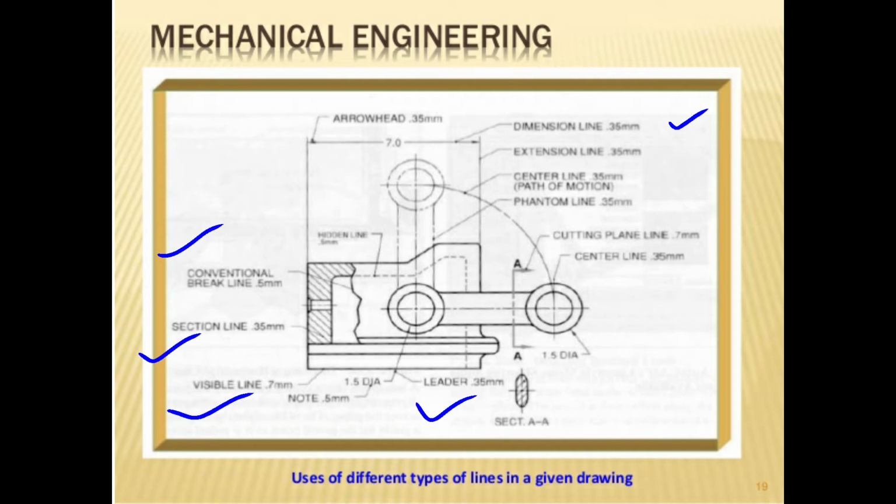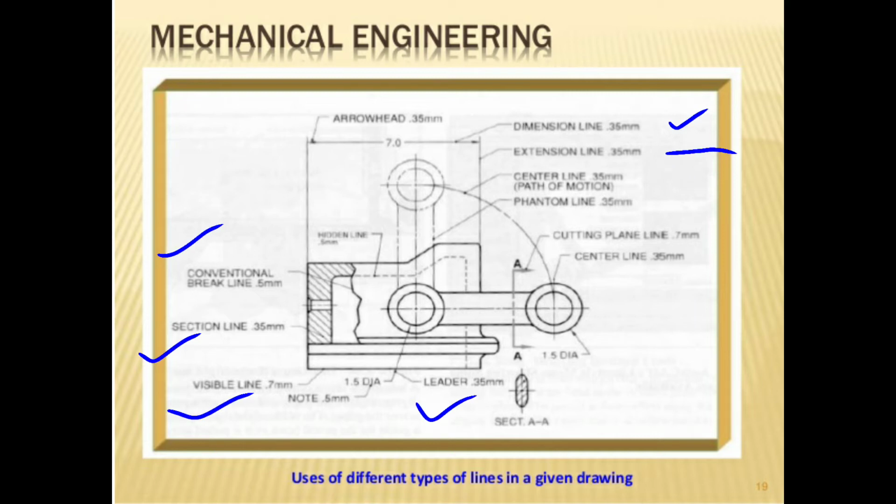For that we are using an extension line. The extension line is used to show where this dimension is extended and where it is going to be marked. It's just a light line. Then the dimension line has an arrowhead, with the middle portion left blank. And this is another.